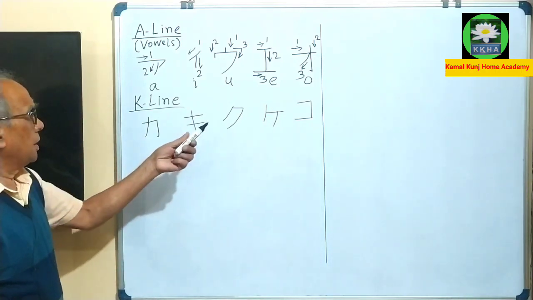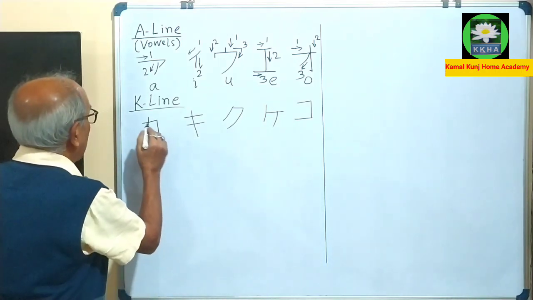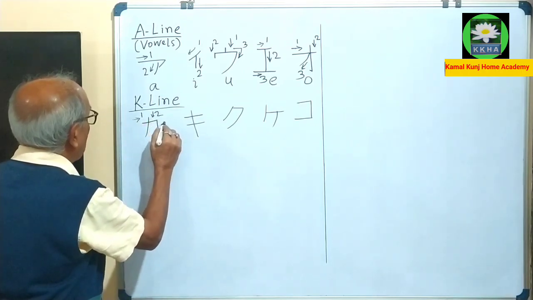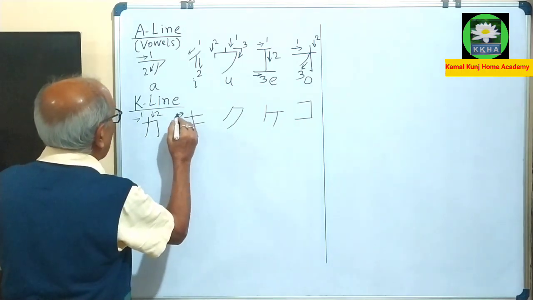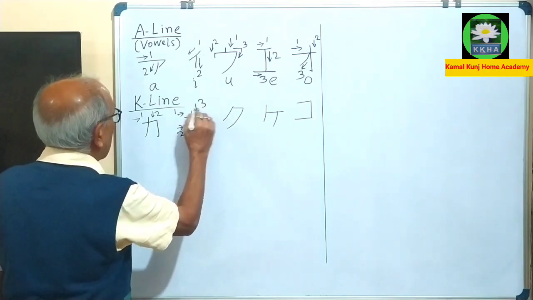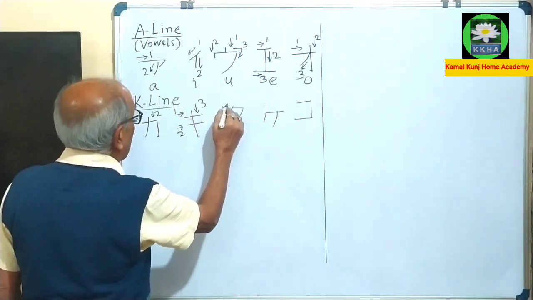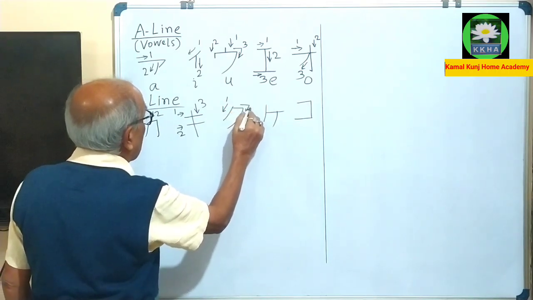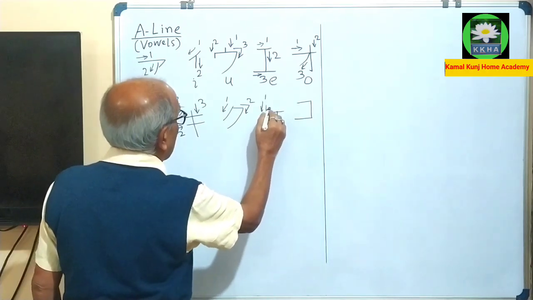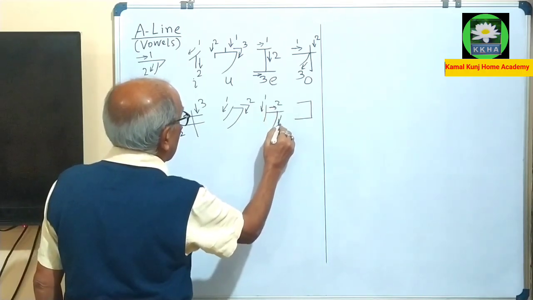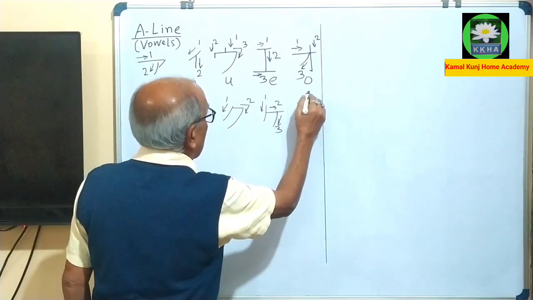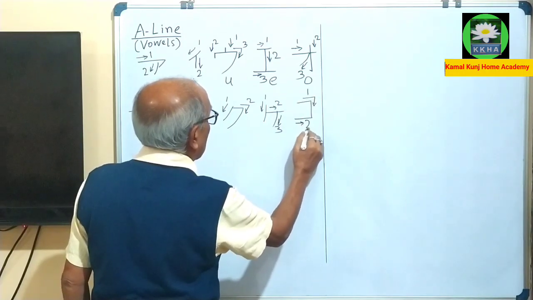These are K line katakana. Stroke order are stroke number 1, stroke number 2; stroke number 1, stroke number 2, and stroke number 3. Here stroke number 1, stroke number 2; stroke number 1, number 2, stroke number 3. Here stroke number 1 and stroke number 2.